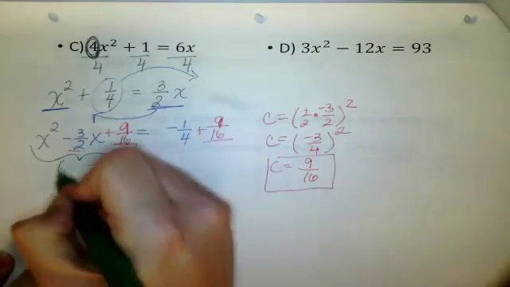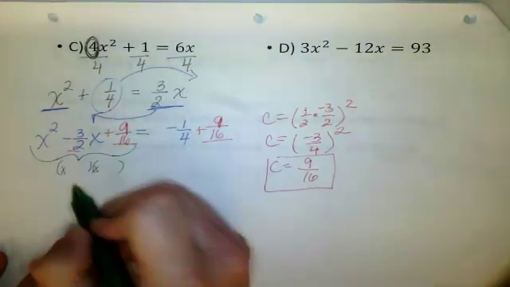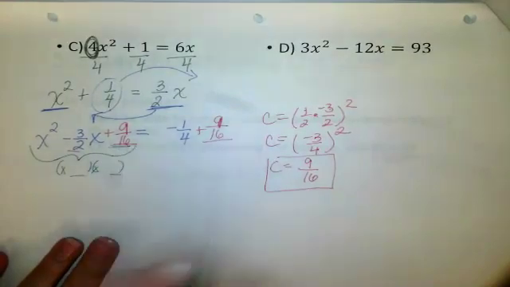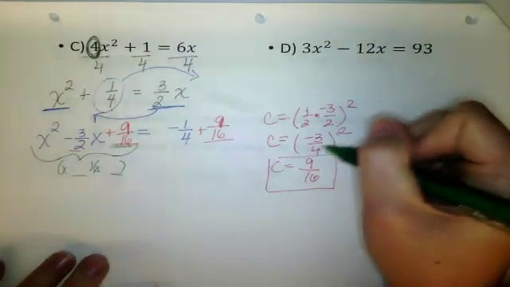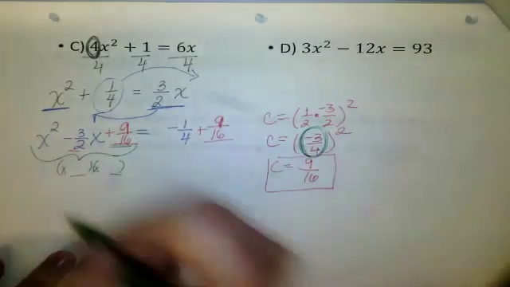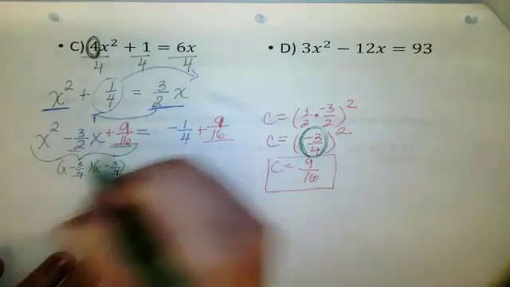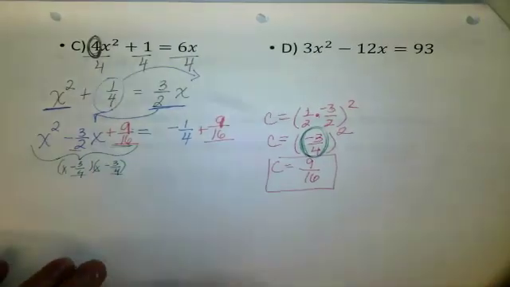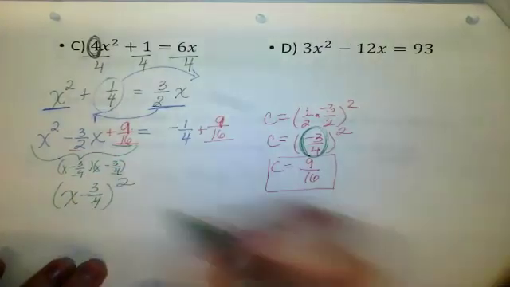On the left, we can double bubble. x times x is x squared. What times what is 9/16? Whatever is here being squared is the answer. Negative 3/4 times negative 3/4 would give us positive 9/16. x minus 3/4 quantity squared.